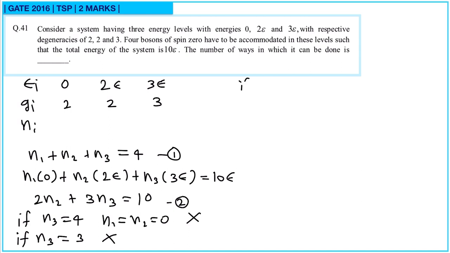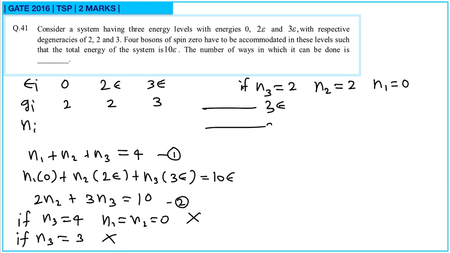So let us see if n3 is equal to 2. If we consider n3 is equal to 2, then from the second equation, n2 will be 2. And that means from the first equation, n1 will be 0. It is satisfying both equations. So this will be like this. We have energy 3e, 2e and 0. So here there are 2 particles, here there are 2 particles.